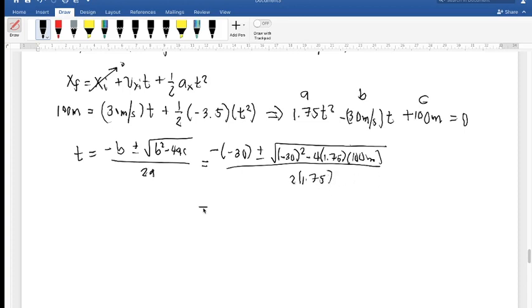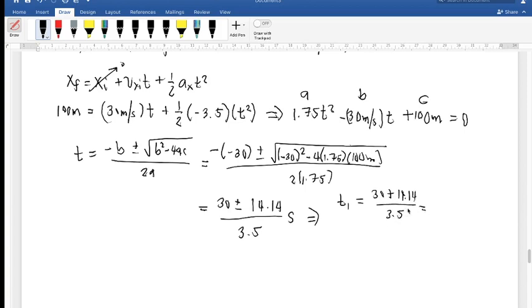So simplifying, so ano yung makukuha natin? So negative times negative, so it becomes positive. So how about yung nandun sa square root? So 30 squared minus 4 times 1.75 times 100. Okay, 200. So that is square root of 200. Answer is 14.14. So 14.14 divided by 2 times 1.75, so meron tayong 3.5. So this is in seconds. So we have here two values of t. So t1 is 30 plus 14.14 divided by 3.5.